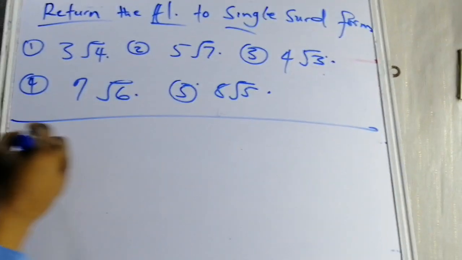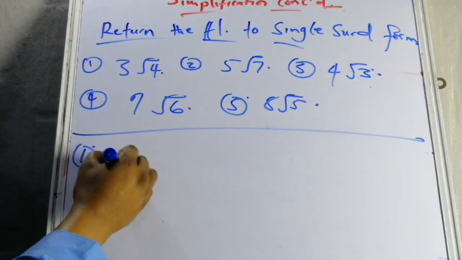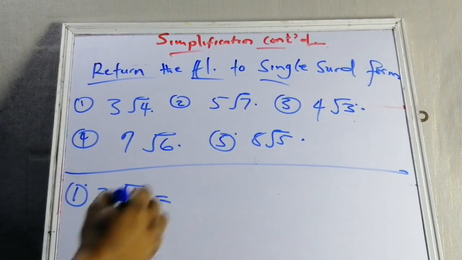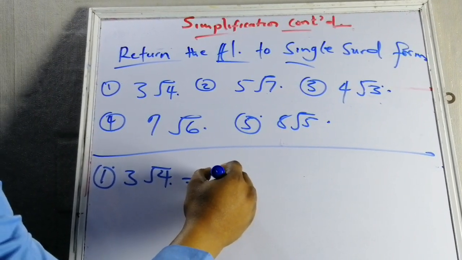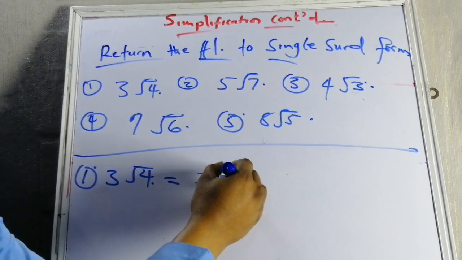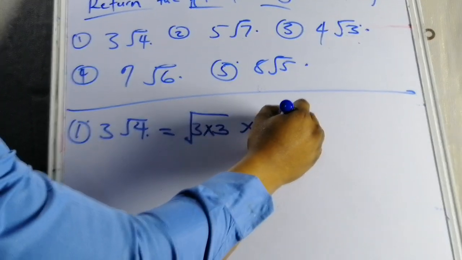So for the first one, it's very simple. Okay, like I said, they said return to single SURD form. Okay, so I've told you this one is the same thing as 3 times the square root of 4.